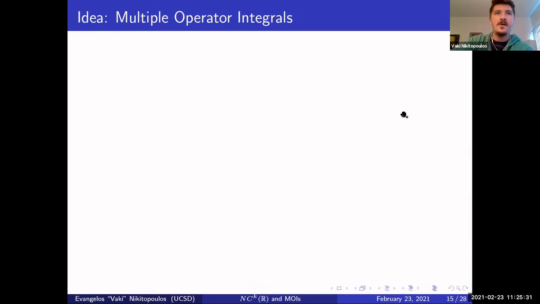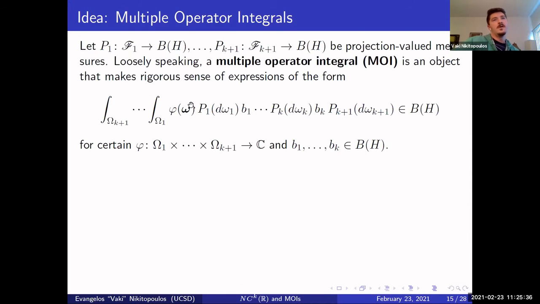All right, so now we'll state the goal of multiple operator integrals. Loosely speaking, if you have k plus 1 projection valued measures on different measurable spaces, but on all the same Hilbert space, a multiple operator integral is an object that makes sense of this formal multiple operator integral, for certain functions phi of k plus 1 variables and certain input operators B_1 through B_k.